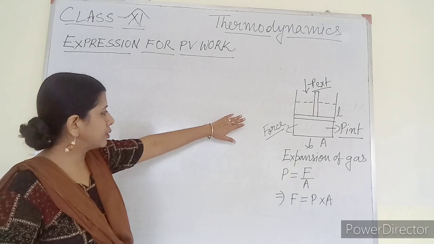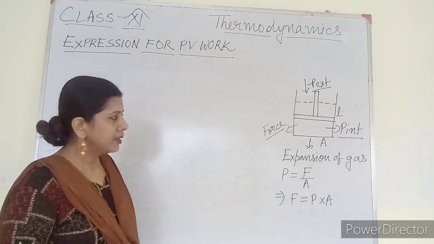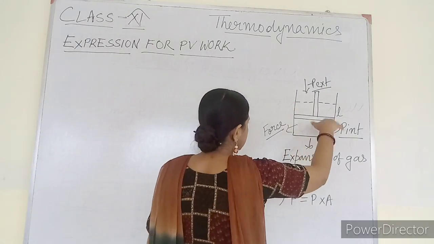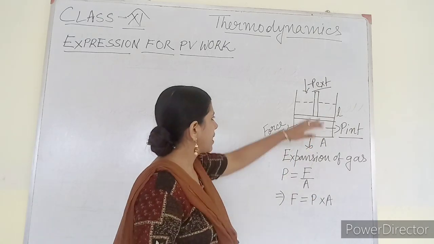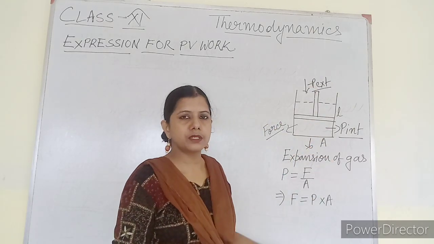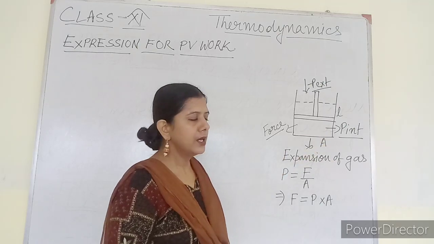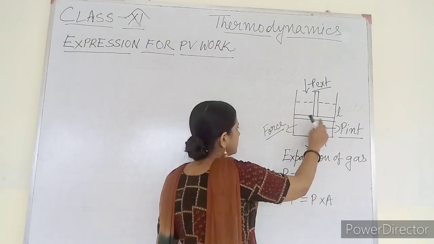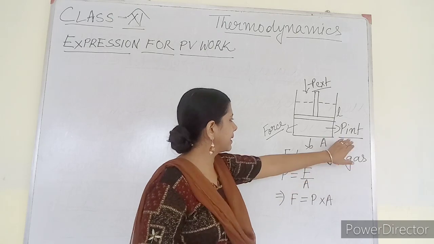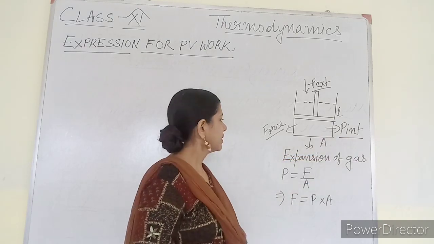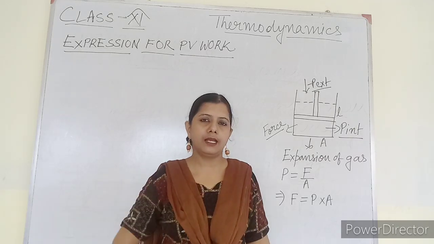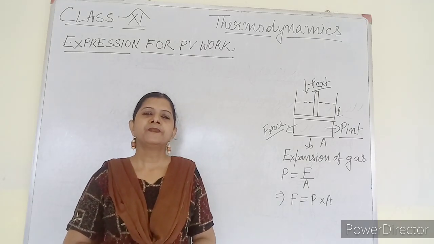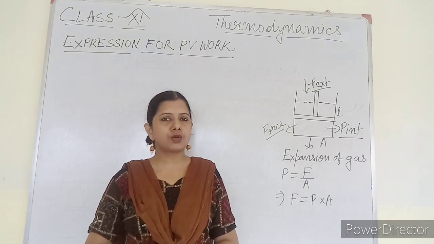So I have drawn one diagram here. You can see there is a gas cylinder, some amount of gas is there inside. One piston is there, the piston is attached with the cylinder. Suppose the pressure inside the gas cylinder I have taken as P internal. In this case, expansion of gas is occurring due to some work done.